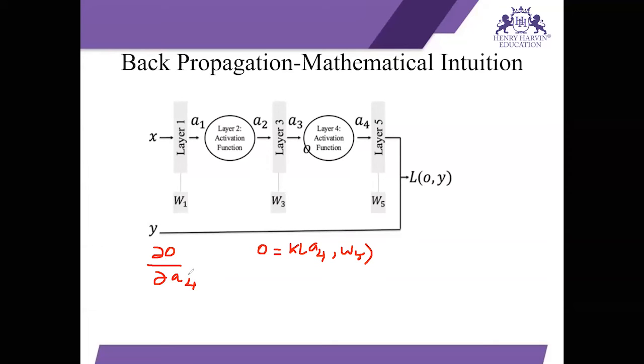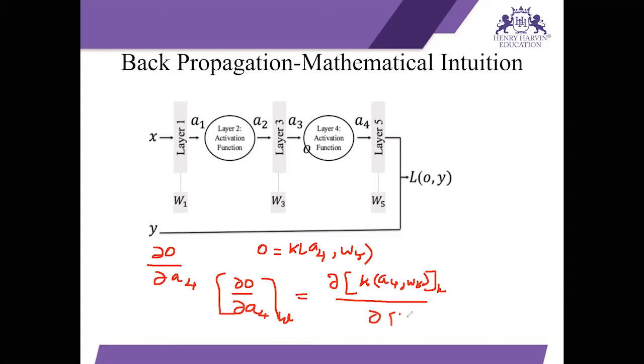O is a vector and A4 is a vector. O is of size m and A4 is of its own dimension. So the Jacobian will have m rows and as many columns as the dimension of A4. So now we calculate this quantity, which is a Jacobian, and keep it aside, right? Let me write ∂O/∂A4 at element kl, which is equal to ∂K, a function of A4 and W5, divided by ∂A4 at l.